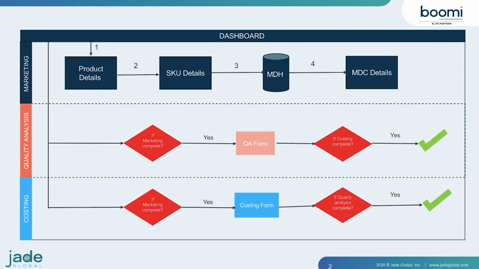Once the marketing details are submitted, the QA or costing user can log in through their credentials and use the same dashboard to navigate to their respective forms. QA and costing can be filled out in parallel, and the final submission happens once both the forms are submitted.